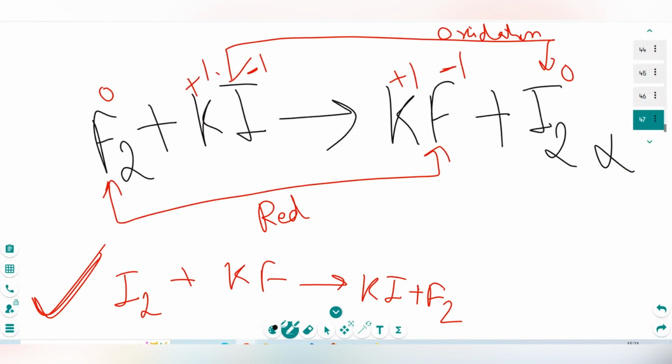So you should remember it this way, if you can't remember all. I mean, they give us standard potentials on a formula sheet. No, they will not give you. Why will they not give you?